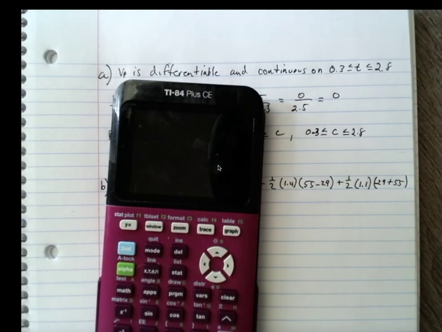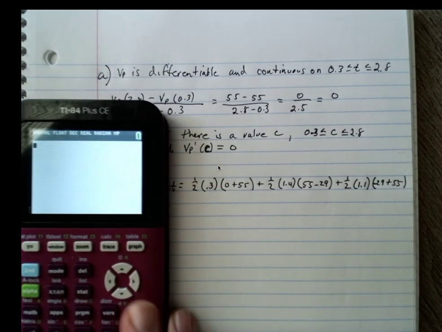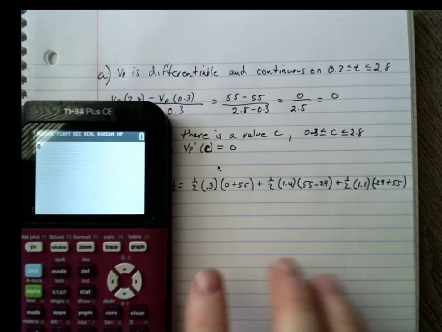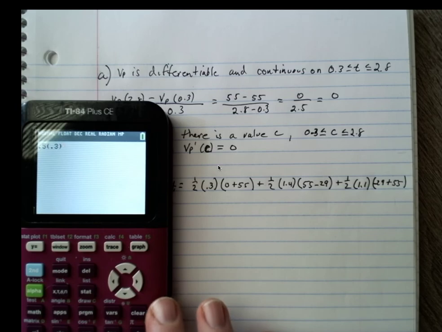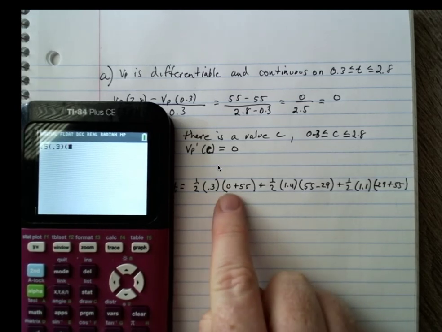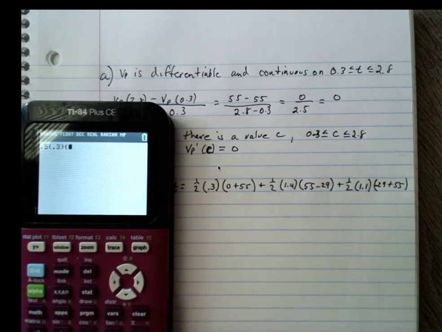So I get out my calculator. I'm going to do all this math in my calculator. Okay, so it's 0.5 times 0.3 times, I'm doing this one right here. We're just going to say 55. We can do that in our head.